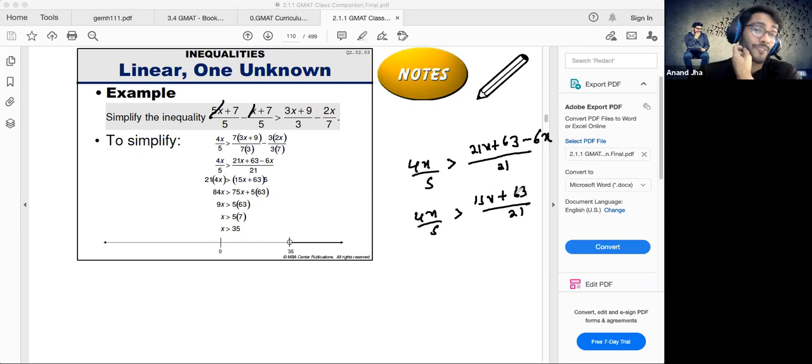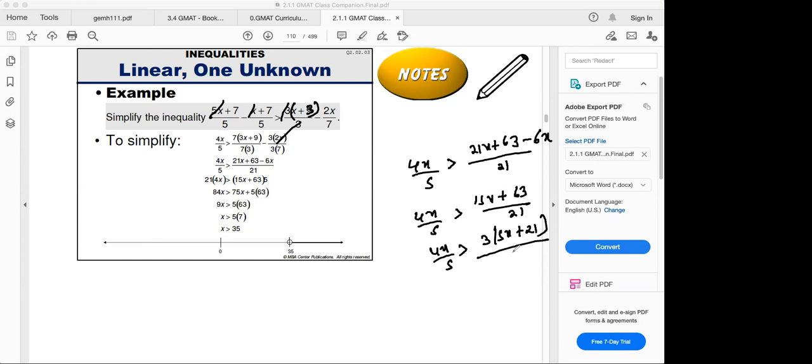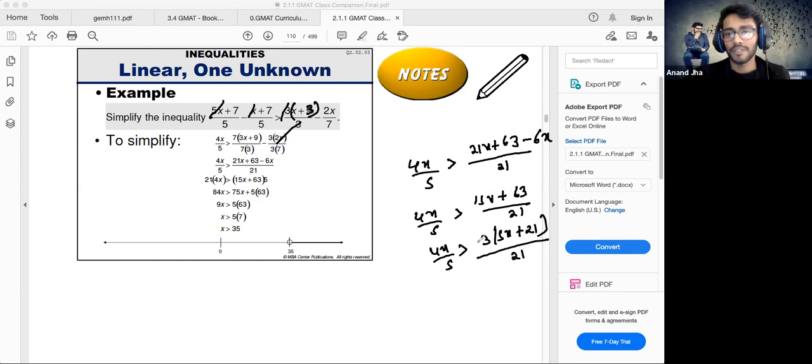But I did something wrong. What? I should have taken common here. Right? This you could have taken it. But it's okay, fine. Here I can take it. 4x by 5. So always take common first. So common is 3. 5x plus 21 by 21. 5 3 15. 3 and 3, 3 6. Correct. So this.